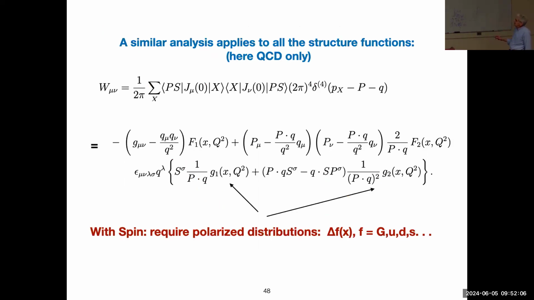Okay, so a similar analysis applies to all the structure functions, and here are the QCD formulas I promised before. We have this thing, the hadronic tensor, W mu nu. So this is the whole deep inelastic scattering cross-section in the one photon approximation in terms of matrix elements. We start out with some momentum P, spin S for our proton. We see the action of the electromagnetic field. We produce states X, we square it, we sum over X. That's just quantum mechanics. We divide by 2 pi because it's always a good idea to divide by 2 pi.